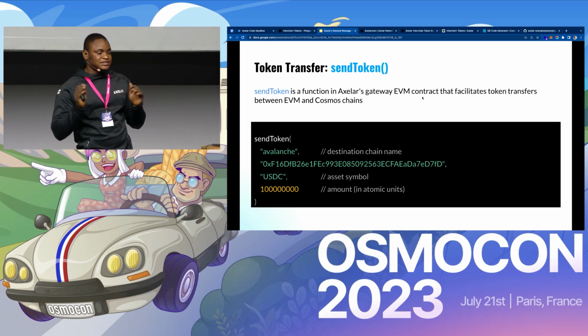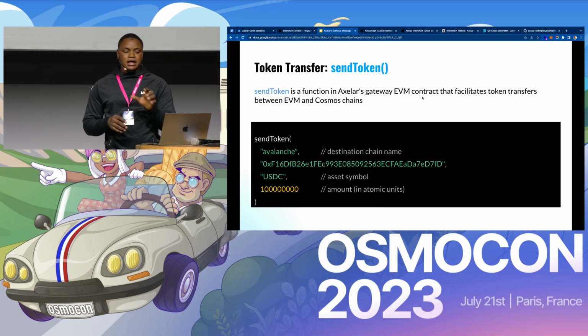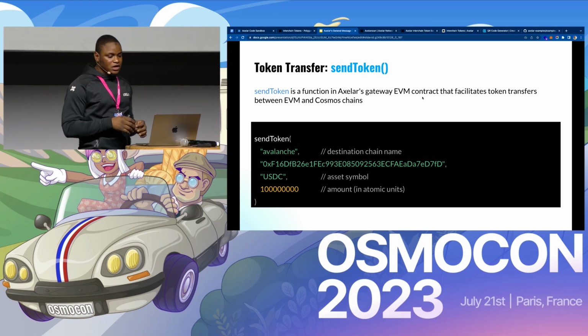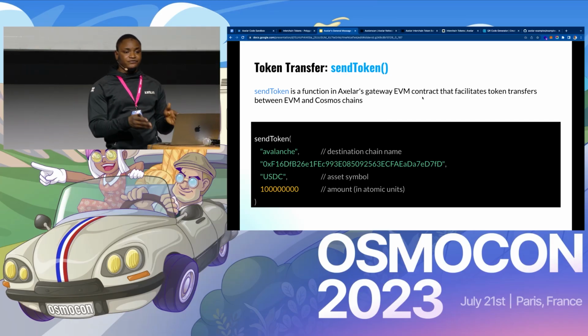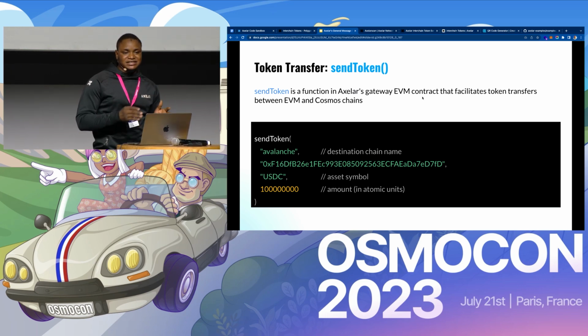The second one here is send token, which is a function on the Axelar gateway EVM contract itself, that facilitates token transfers from the EVM blockchain to any of the Cosmos chains, right? So we have a function that takes in a couple of parameters, which is the destination chain. In this example, we have the Avalanche blockchain, and then we pass in the address, the asset symbol, in this case USDC, and then the amount to be sent from your source chain to the destination chain. So this is a typical example of how you could leverage this function to send assets cross-chain.